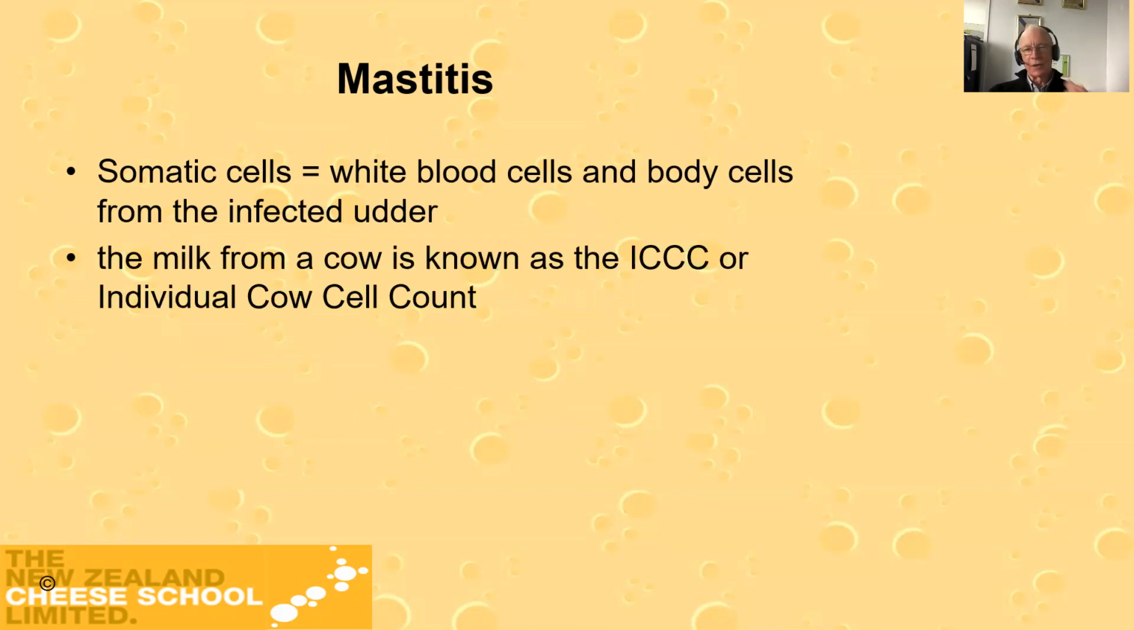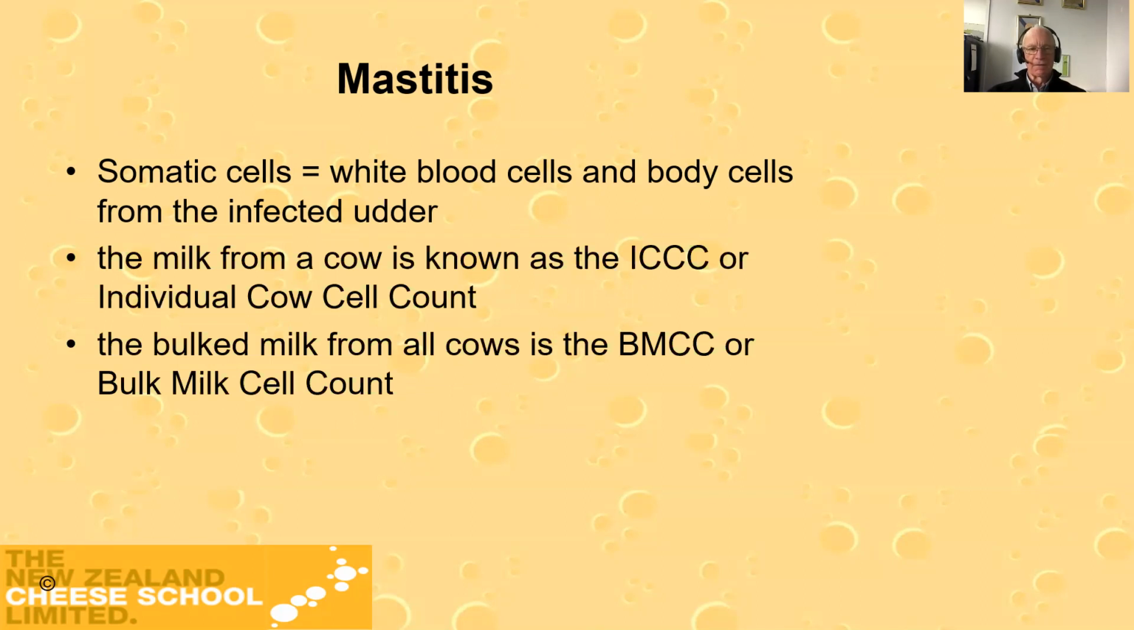One is from an individual cow, it's known as the individual cow cell count. And from a bulked herd milk, from all of the animals, if you test all of the milk in one test, that's the bulk milk cell count, but simply in the industry referred to as the somatic cell count.